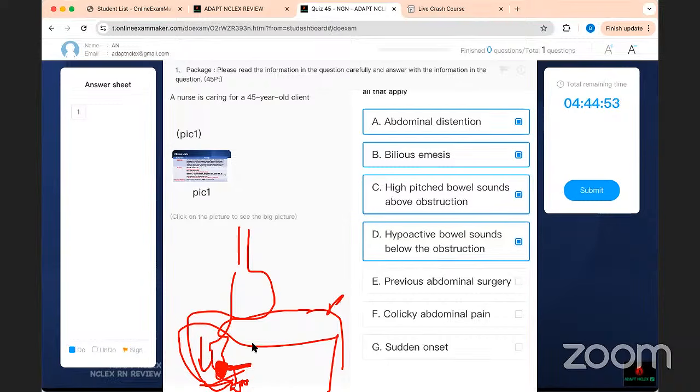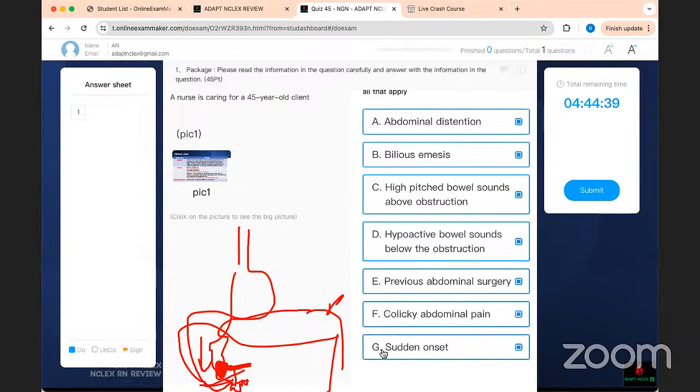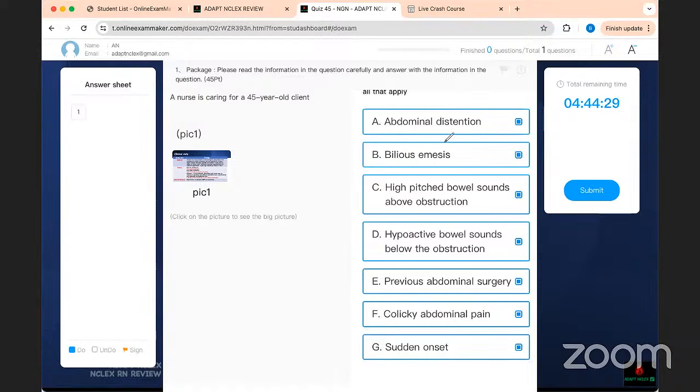You also have to know most people who had previous surgery get a small bowel obstruction because there are adhesions. We already read from the case, colicky abdominal pain is possible. And this is sudden onset. It's not gradual onset, it just happened. So these are all features of a small bowel obstruction. You have to know the difference between a small bowel obstruction and a large bowel obstruction.